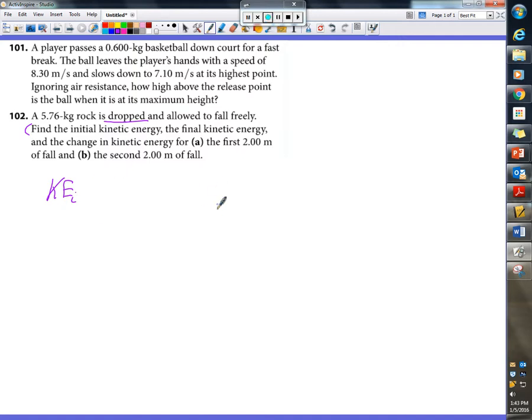for part A, it says the first 2 meters of fall, so it's dropped, so initial kinetic energy is 0 joules. And the final kinetic energy, meaning the kinetic energy that it has after it's fallen 2 meters, so we're dropping it from rest, it falls 2 meters, that would be the first 2 meters, and then in part B, they ask for the second 2 meters. So we are finding the kinetic energy here, 0, the kinetic energy here, the change in that section, and then the kinetic energy here, the kinetic energy here, and the change in that section.